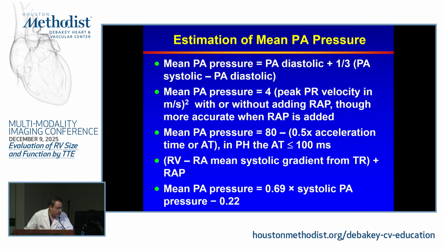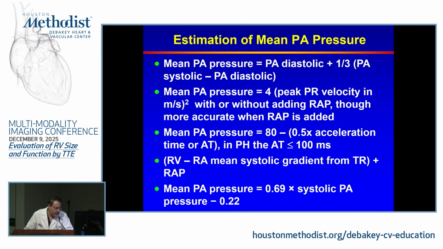The mean PA pressure can be calculated by different equations. The easiest is the diastolic plus 1/3 pulse pressure, which means I have to get both signals. Another approach is to get the 4 multiplied by the peak velocity. So not the end diastolic, but the peak velocity of the PR jet. I'll show you the slide in a moment. You can add to that RAP, and then we can also remember the acceleration time and the inverse relation.